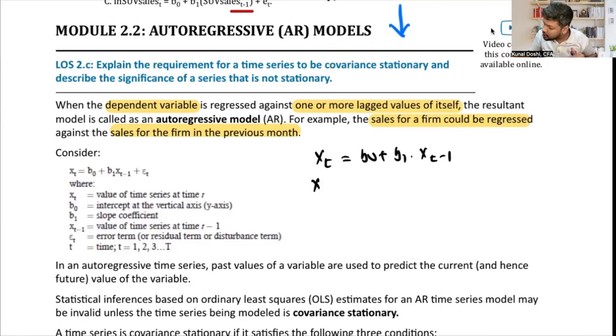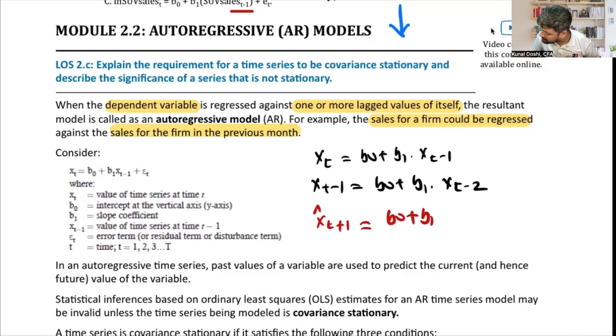And same way, if I want to predict x t plus 1, the futuristic, it will be based on current. But what if I want to predict the past, t minus 1, then it will be b0 plus b1 x t minus 2. This is the way I predict, it will be based on the past. But if I want to base on the future, we will use the predicted value of x in t plus 1, next year. So in this case, it will be b0 plus b1 xt, current year information to predict the value of the next year.